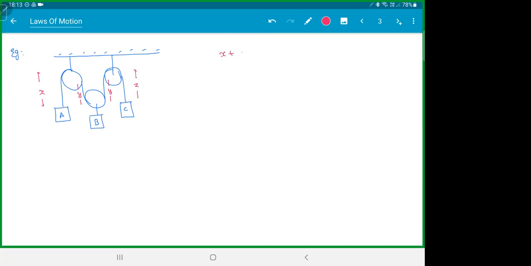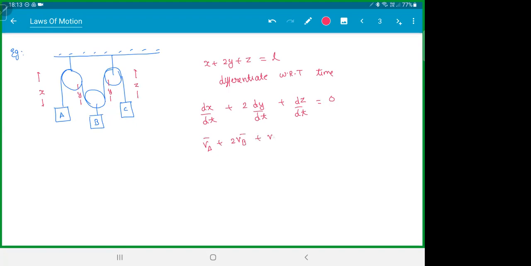So from here we can see the total length of the string. We're neglecting the top part of the strings, because that will not change anyway. X plus 2Y plus Z is equal to L. Differentiate with respect to time. Then this will be dx by dt plus 2 times dy by dt plus dz by dt. L is constant, so it is 0. So this is nothing but velocity of A plus 2 times velocity of B plus velocity of C is equal to 0.